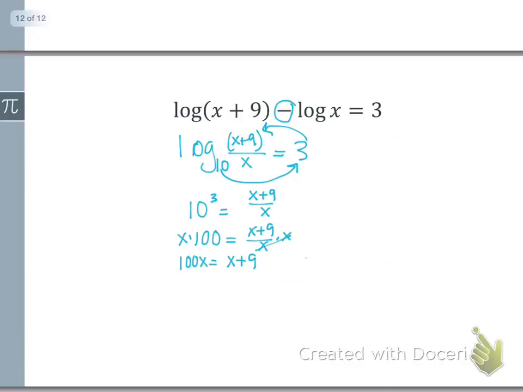Let's go ahead and get our x's on the same side, so I'm going to subtract it over to get 999x is equal to 9. Divide both sides by 999. So I got x is equal to 0.009.